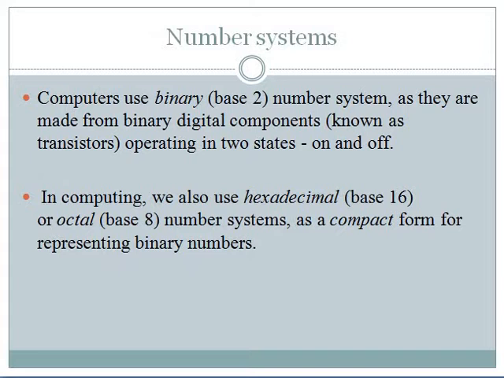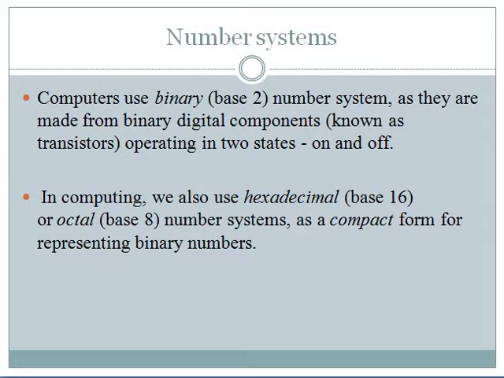Okay, next we will go to the number systems. Computers use the binary base 2 number system because computers know only the machine code, that is 0s and 1s. That is why base 2, two digits. They are made from binary digital components known as transistors operating in 2 states, that is on and off, zeros and ones.